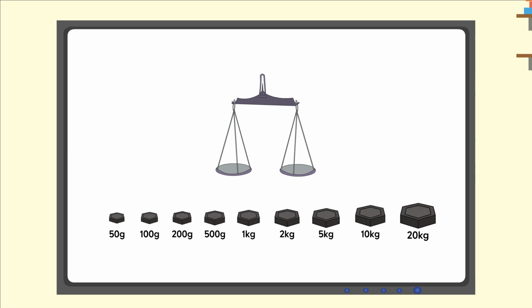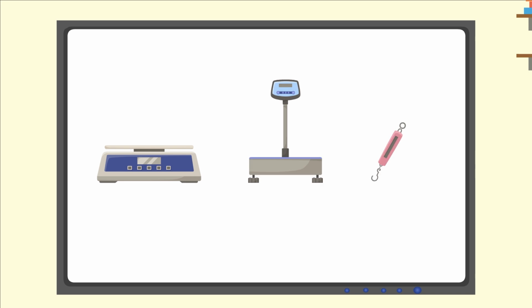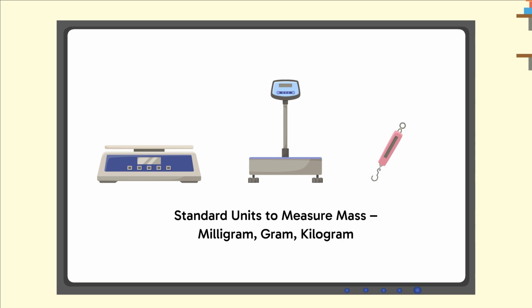To find the weight of the objects, we use a balance, and weights of different measures are shown here. Nowadays, a variety of weighing machines are used for measuring weights exactly. Some of them are shown here. Standard units to measure mass are milligram, gram, and kilogram.